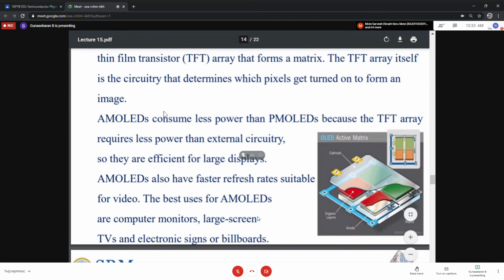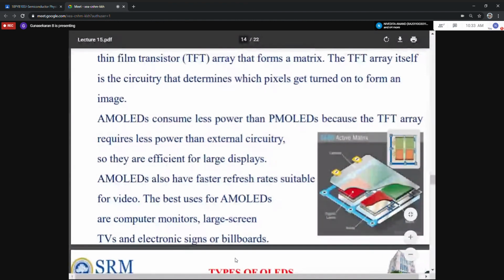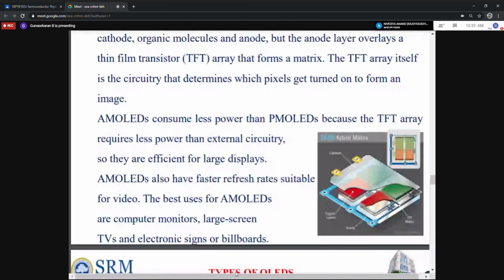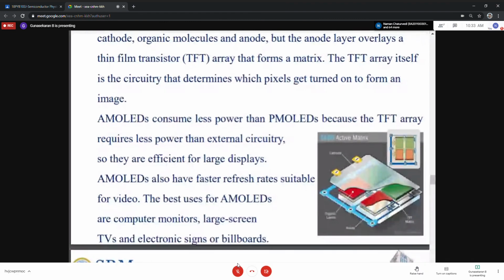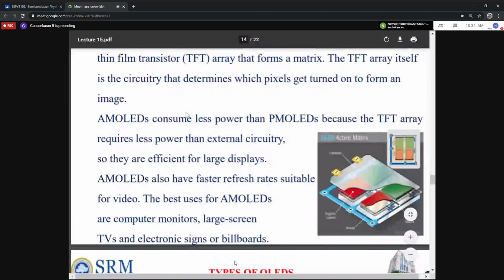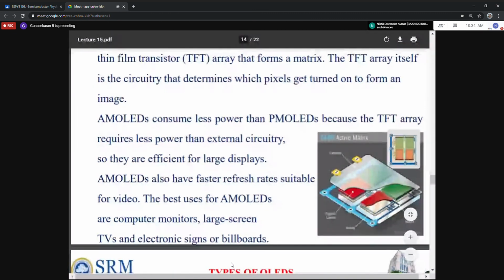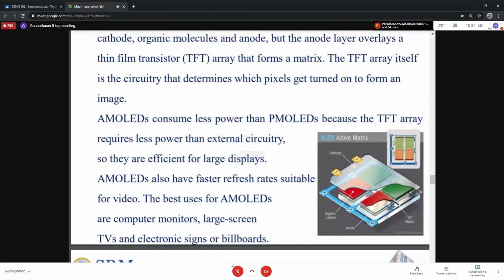And this requires less power compared to the PMOLED. AMOLEDs consume less power compared to PMOLEDs. And this is especially for your large screens: TV monitors, computer monitors, large screen TVs, and electronic signboards or billboards. They use this type of AMOLED. So this is especially efficient for large display devices. Understand? Yes, sir.